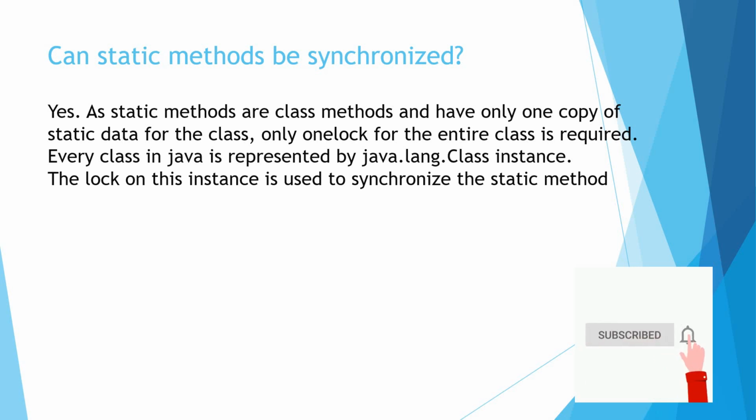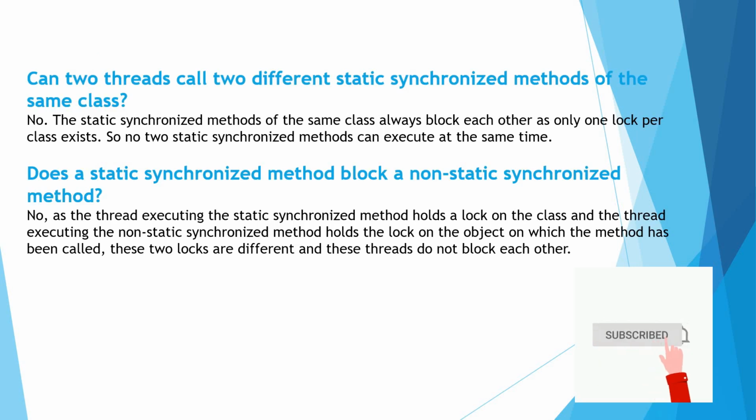Every class in Java is represented by a java.lang.Class instance. The lock on this instance is used to synchronize the static method. So can two threads call two different static synchronized methods of the same class? No. The static synchronized methods of the same class always block each other, as only one lock per class exists. So no two static synchronized methods can execute at the same time.